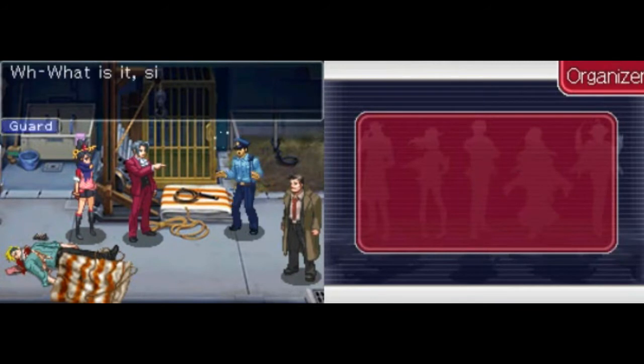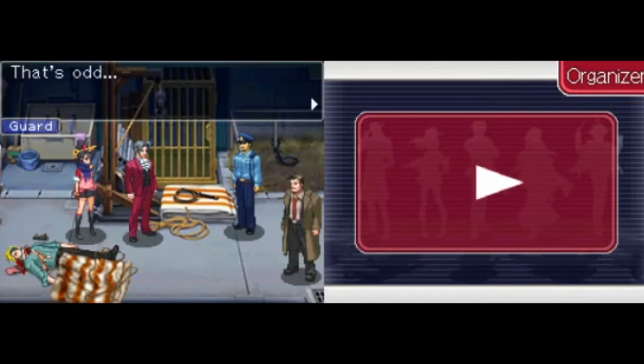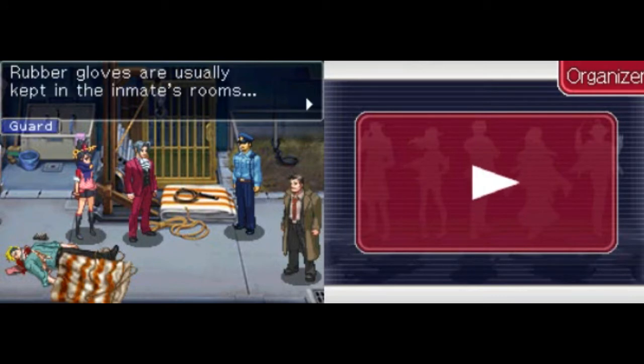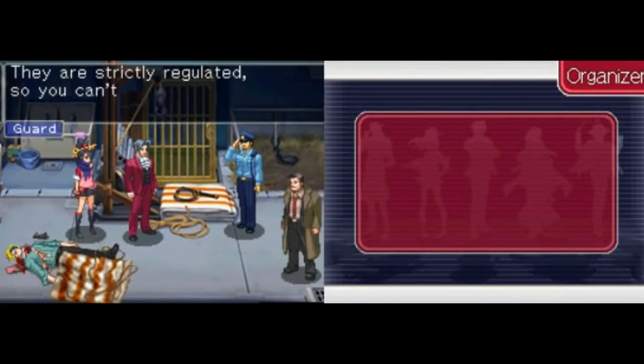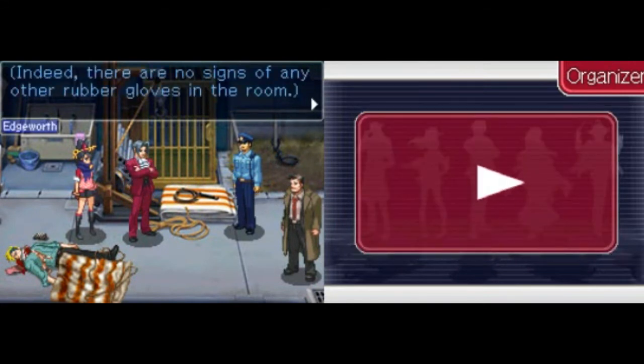You there. What is it, sir? Do you recognize this glove? Yes, sir. Inmates use these for prison labor. That's odd. Rubber gloves are usually kept in the inmates' rooms. They're strictly regulated, so you can't just take them out. Indeed. There's no sign of any other rubber gloves in this room.